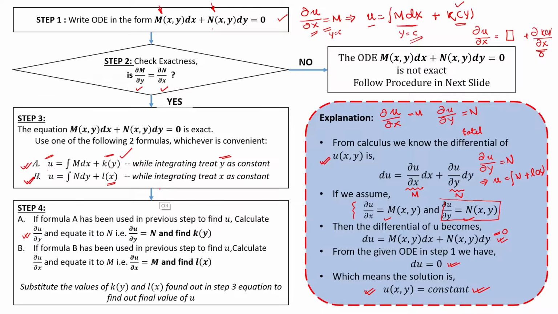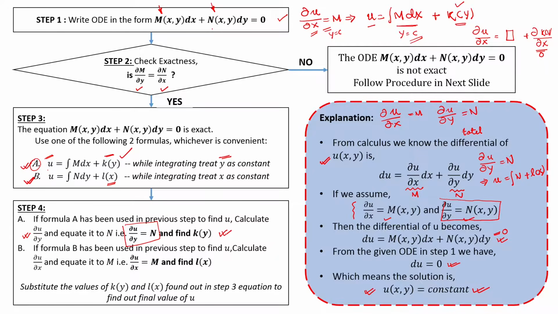So we will use this equation to calculate ∂u/∂y and equate that to this N, and from this equation, that is ∂u/∂y calculated from this A equal to N, from that we can find the value of k(y). We will see how to do it while solving the problems.